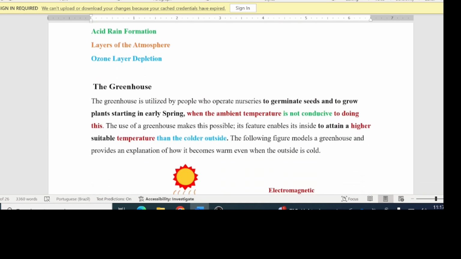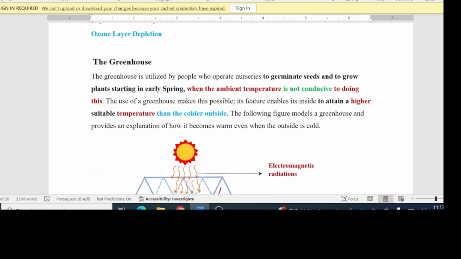The greenhouse is utilized by people who operate nurseries to germinate seeds and to grow plants starting in early spring, when the ambient temperature is not conducive to doing this. The use of a greenhouse makes this possible. Its features enable its inside to attain a higher, suitable temperature than the colder outside.